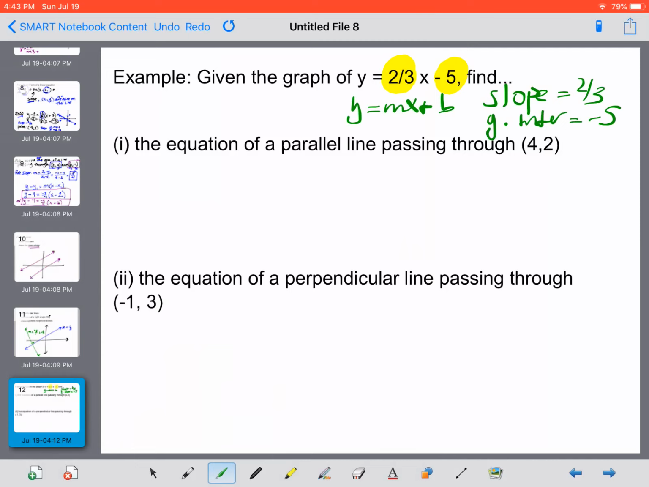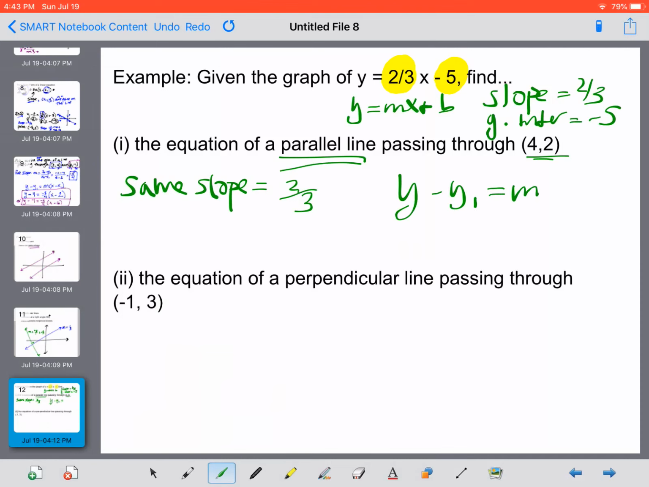Now we want to write the equation of a graph that's parallel to this line, passing through the point (4, 2). Parallel means it's going to have the same slope as the original equation. So my new equation is going to have a slope of 2/3 because the original one had a slope of 2/3. We also know that it's going to pass through the point (4, 2). So now we know the slope of the line and a point on the line, which means I can use point-slope form, y minus y1 equals m times x minus x1, to write the equation of this line.